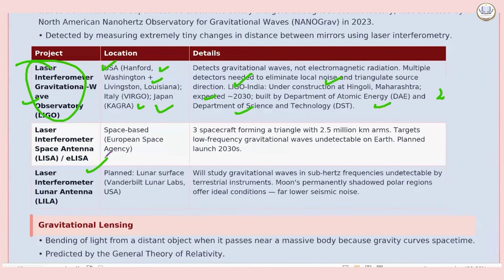The 3 spacecraft forming a triangle. There are 3 spacecraft, and they make a triangle with 2.5 million kilometer arms. Target: low frequency gravitational waves, undetectable on Earth, planned launch 2030s.